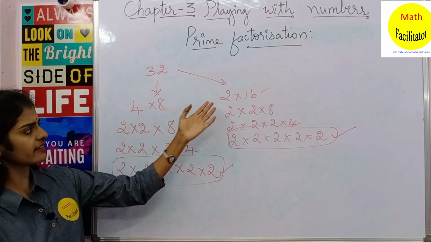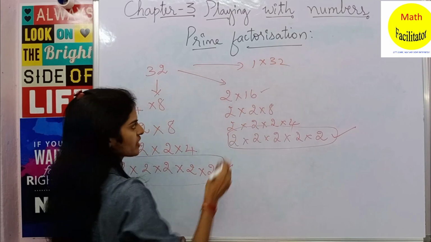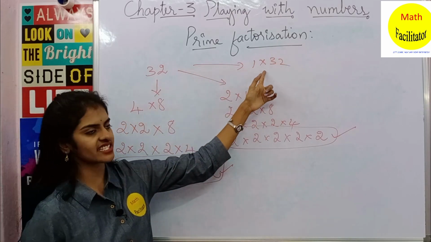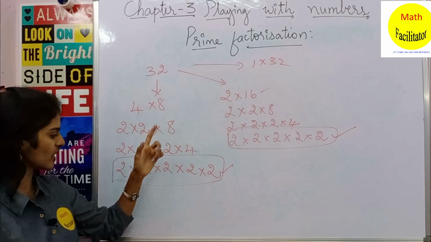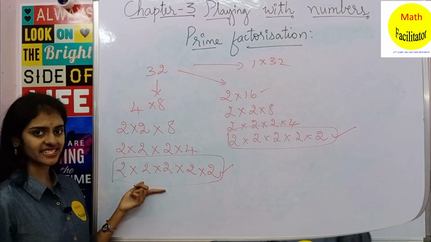So you can mention it in other factors like this. You can also say that it is 1 into 32. You can write these factorizations, but these are not prime factorizations. So prime factorization is ultimately the simplest form.